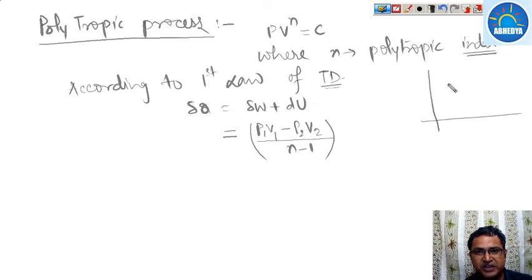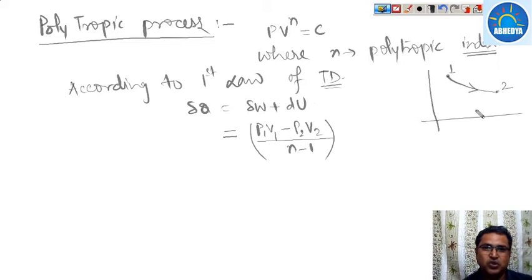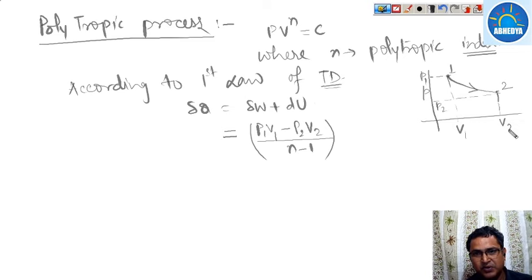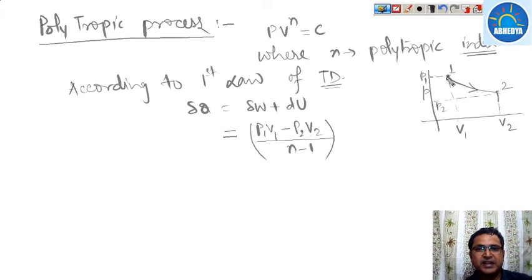We are moving from state 1 to state 2 in a polytropic process. This is our state number 1 and this is our state number 2. So at state 1 the pressure is P1 and at state 2 the pressure is P2, while their respective volumes are V1 and V2. And their temperatures are, here the temperature is T1 and at this point the temperature is T2.